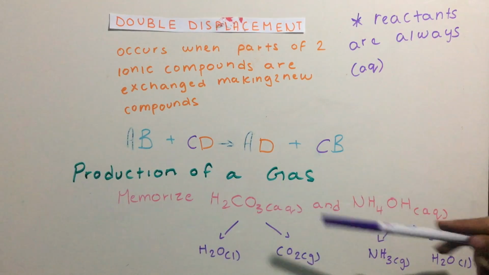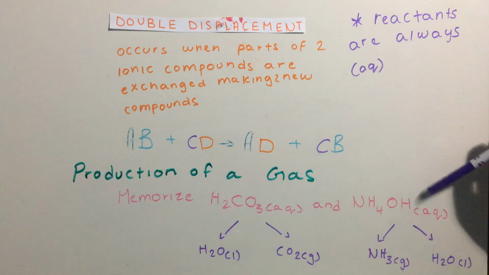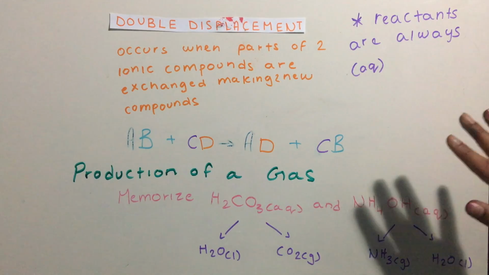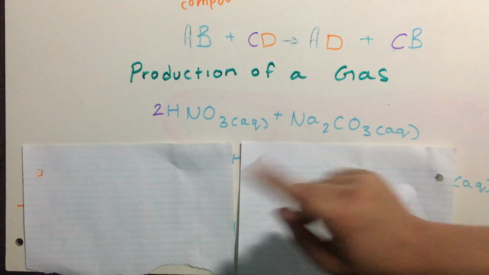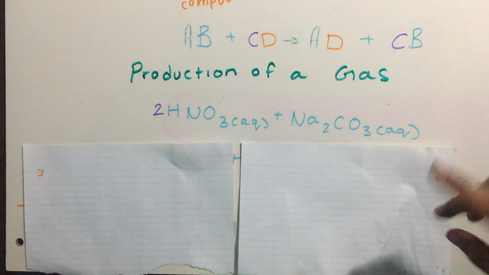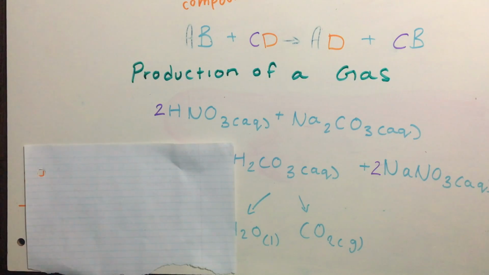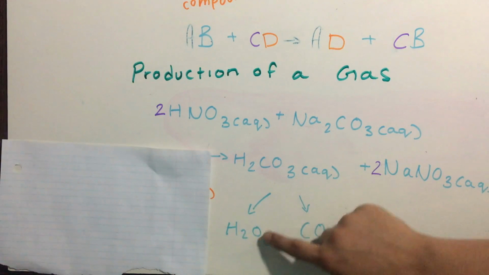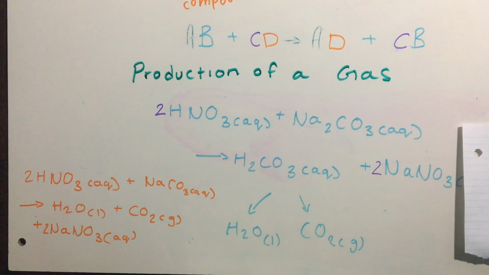For the production of a gas, you will have to memorize that carbonic acid breaks down into water and carbon dioxide, and ammonium hydroxide breaks down into ammonia and water, therefore forming gas and water. For example, we have nitric acid and sodium carbonate. To figure out what the products are, we simply switch the anions and we get carbonic acid and sodium nitrate. The carbonic acid breaks down into water and carbon dioxide, so we have to be careful with that, and that is represented by this equation, so there's a two-step process.